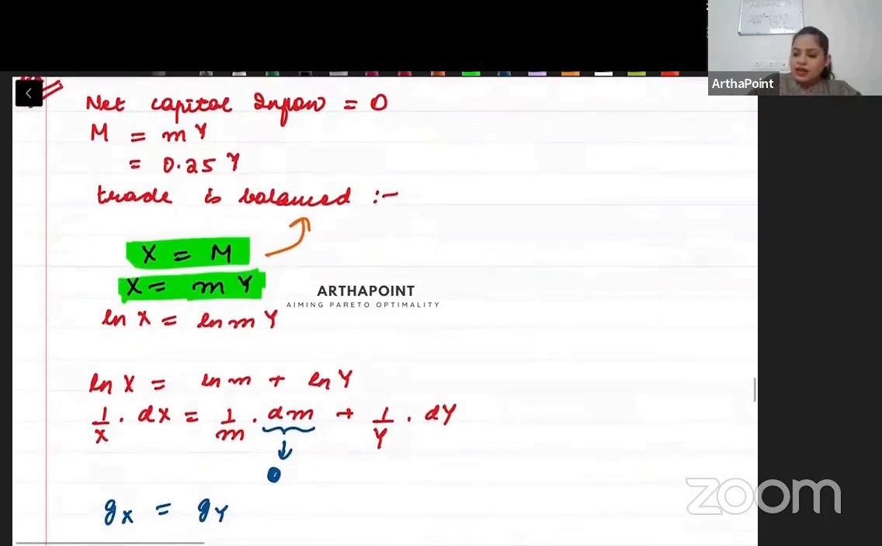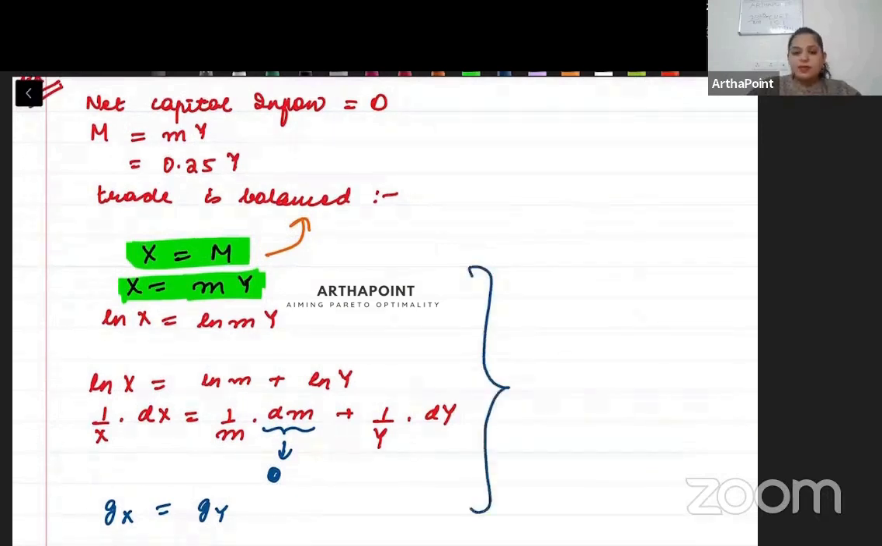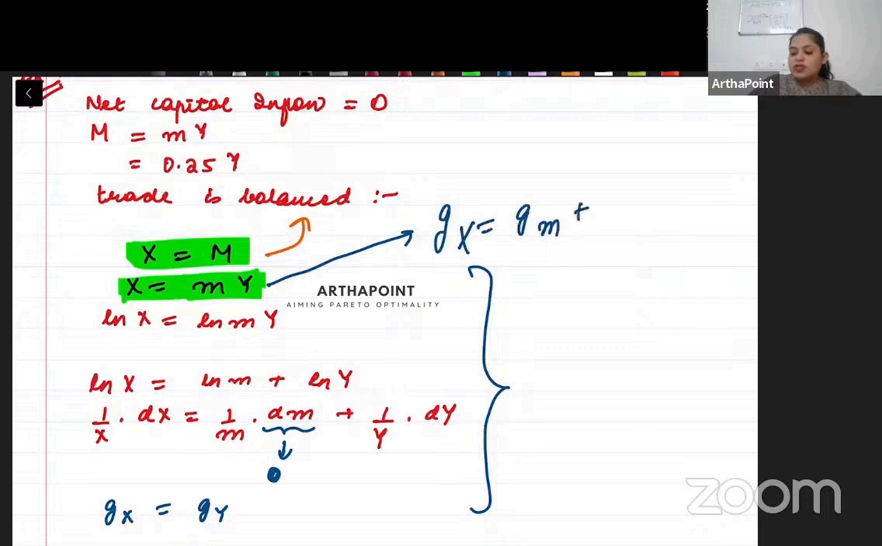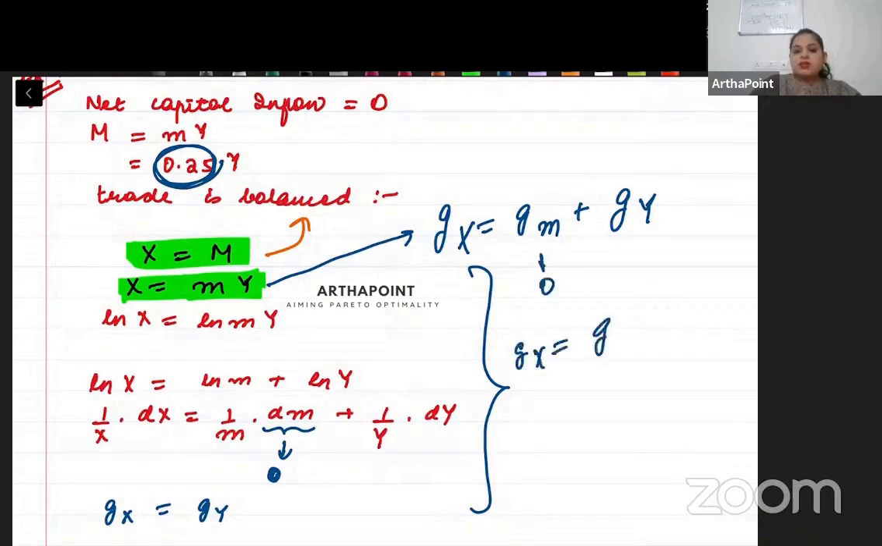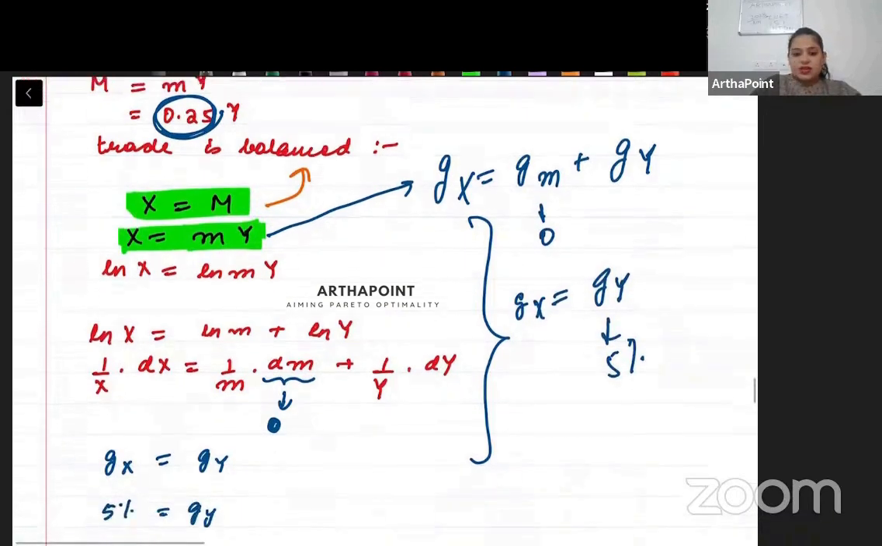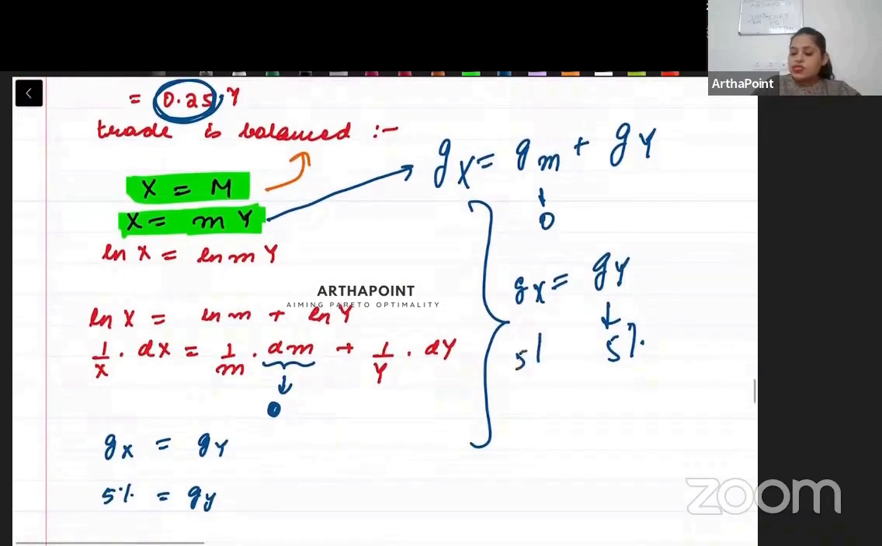Now, again, you can take log and show this complete thing. But we know that since this is getting multiplied, growth of export is growth of marginal propensity to import plus growth of output. And marginal propensity to import is a constant. So its growth rate is 0. So we will get growth of x is equal to growth of y, right? And exports are growing at 5%. So y will also grow at 5%.